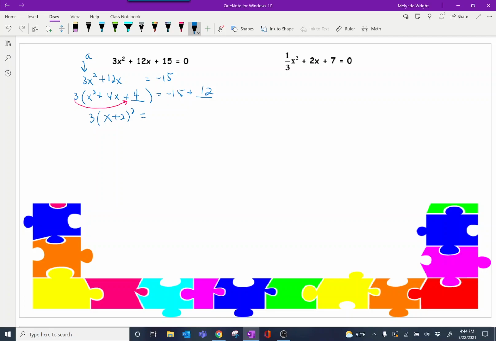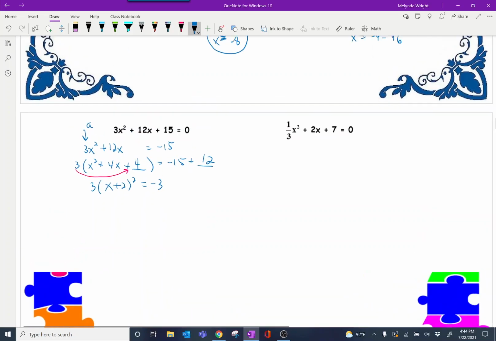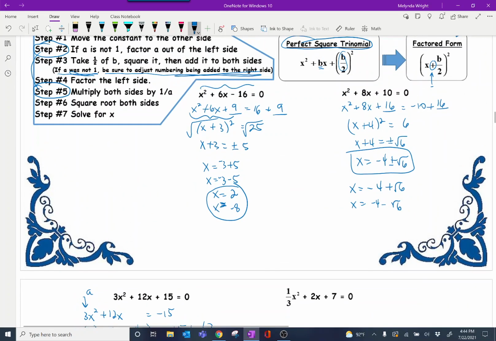And negative 15 plus 12 is what, a negative 3. So now we go to step 5. I'm just going to remind you what step 5 is. Step 5 is multiply both sides by 1 over a.